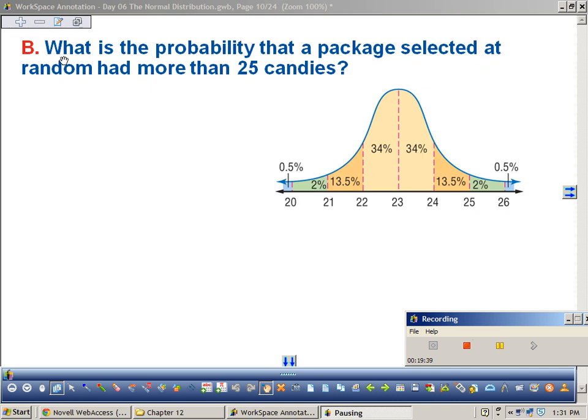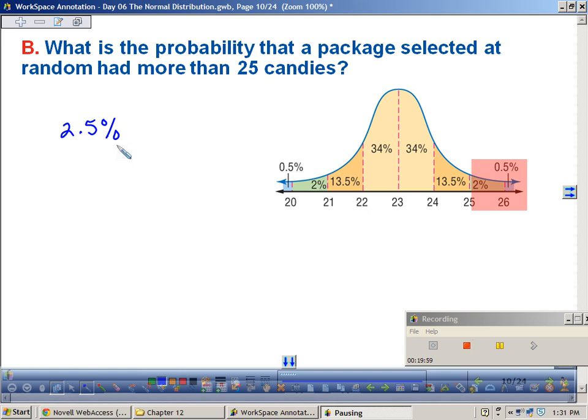So what is the probability that a package selected at random had more than 25 candies? Here's 25. What percent has more than 25? 2.5. Right? It's basically just reading and understanding graphs. That's it. That's the answer. 2.5% would have more than 25 candies, right? If it's evenly distributed? Yep.